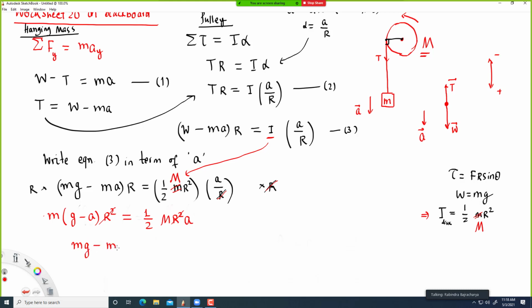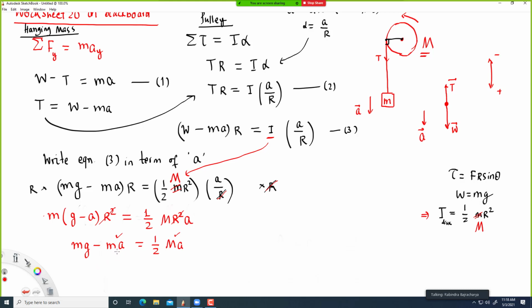So mg minus ma, 1/2 Ma. I distributed this m because I need to combine this term with this term. They wouldn't cancel each other out since there's M and a, since there's two on each side. Again, the masses are different here. One is big M, the other one is small m.